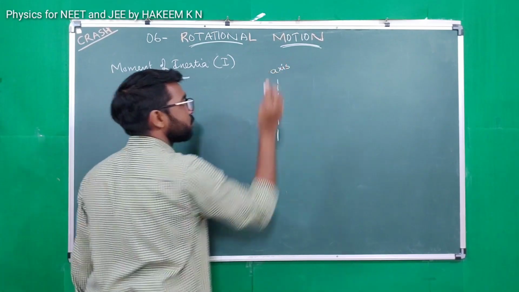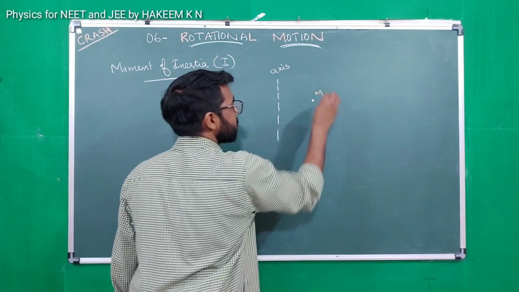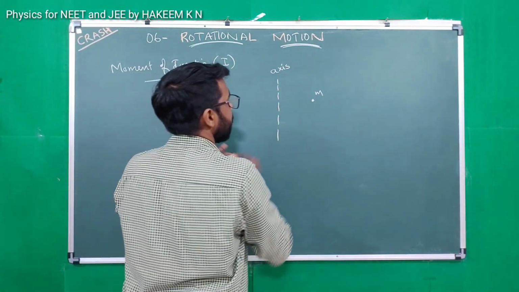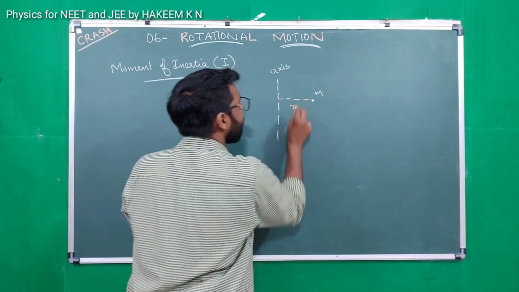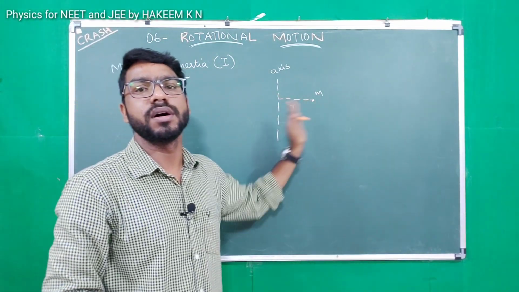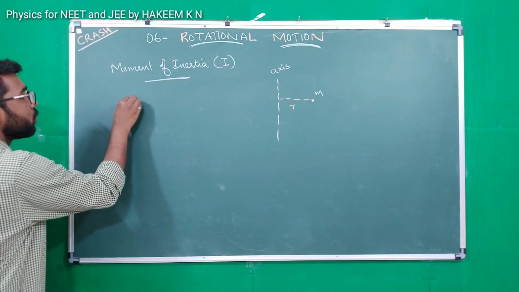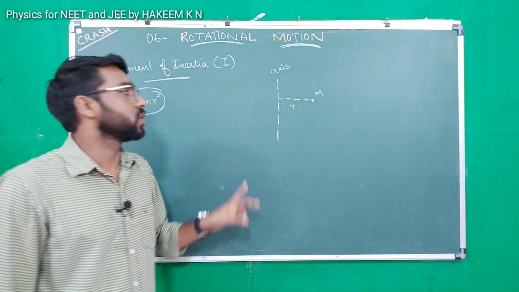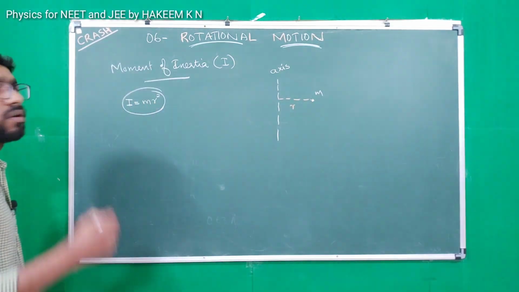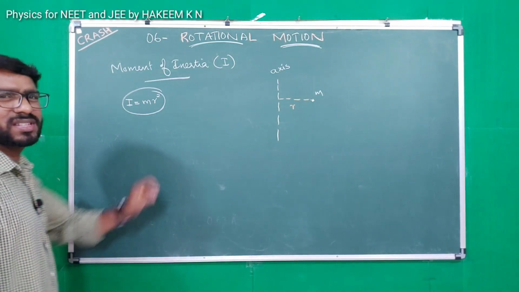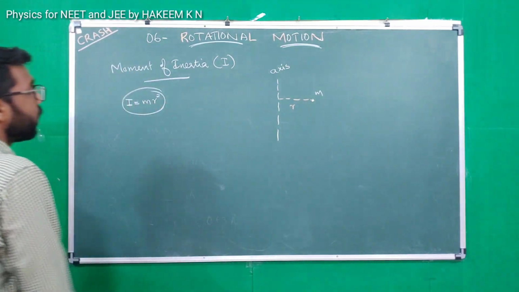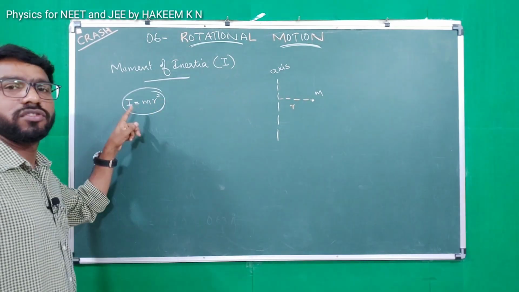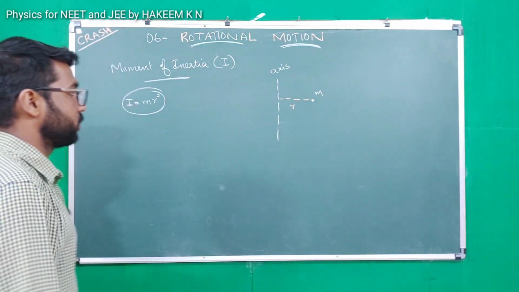This is the axis of rotation, and here we have a mass m, and the mass m rotates about this axis of rotation. Then we can take r as the perpendicular distance of the mass from the axis of rotation. So moment of inertia I equals m r square, for a single point mass. From here we can find its unit and dimensions. Kilogram meter square is the unit of moment of inertia.